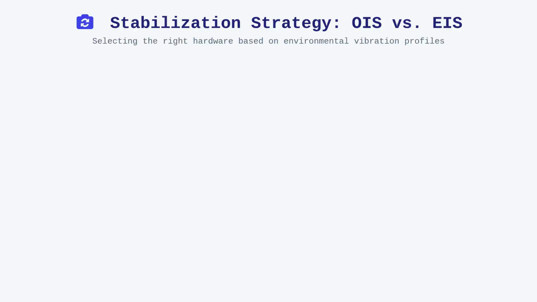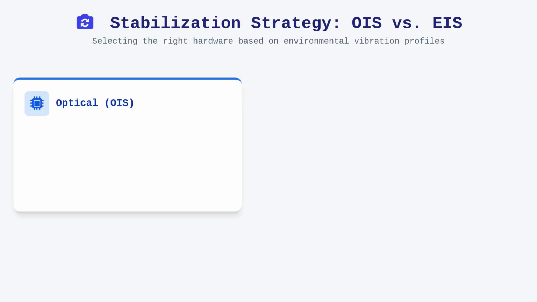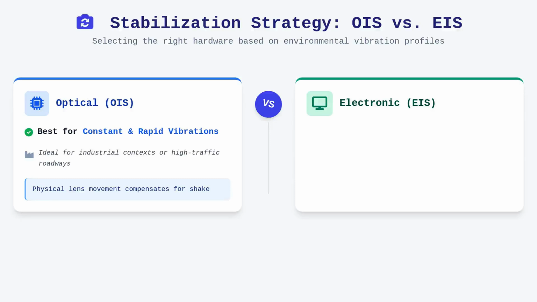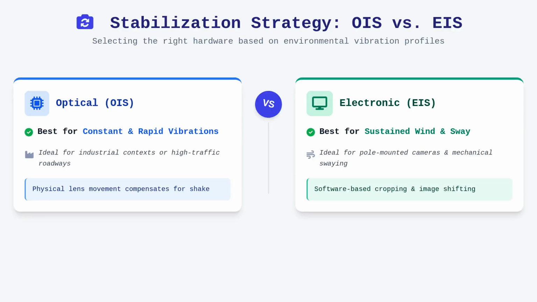The choice between these two approaches hinges heavily on the specific environmental variables of your deployment site. OIS is generally superior for dealing with the constant, rapid vibrations found in industrial contexts or near high-traffic roadways. EIS, while potentially less precise for extreme vibrations, offers greater versatility for pole-mounted cameras exposed to sustained wind loads or mechanical swaying. There is also no rule stating these technologies cannot theoretically coexist, but in practice, you are often choosing the hardware that best fits the physical reality of the mount.